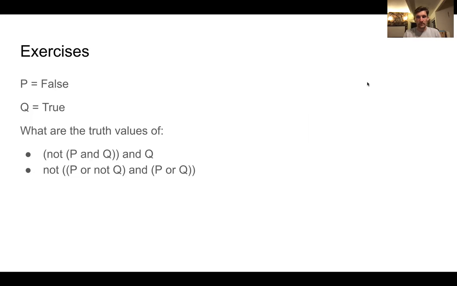And so we're pretty much done with the lecture. There are some exercises for you to think about and then bring your answers to lab. So here, if we have P equal to false and Q equal to true, what are the truth values of these slightly more complicated expressions? How I would go about this is just break them down. Start at the innermost level of parentheses, write the truth value of P and Q, and then just work your way out. Same for this bottom one. And we'll go over those in class.